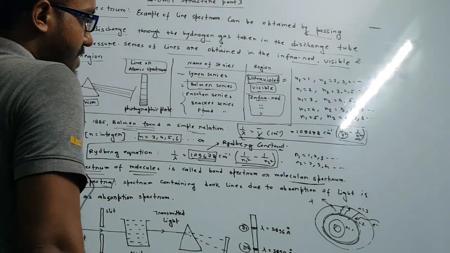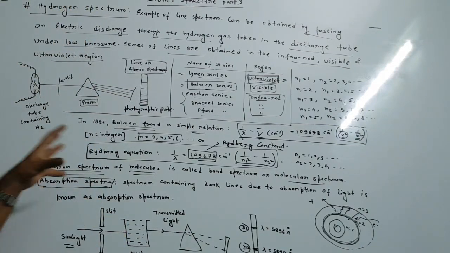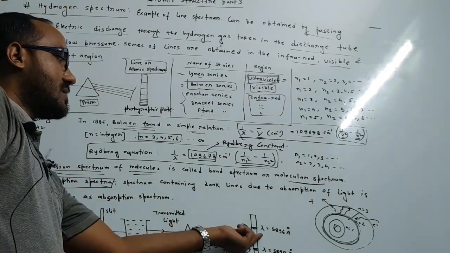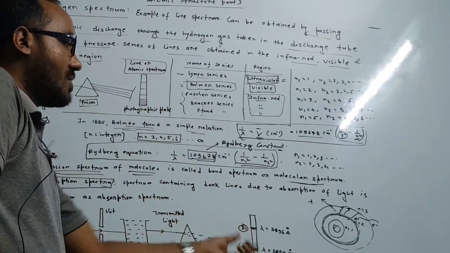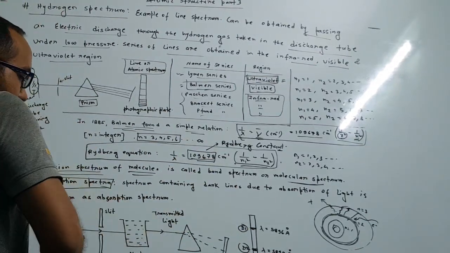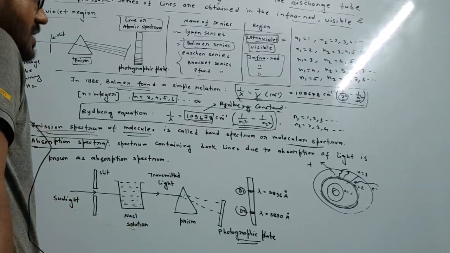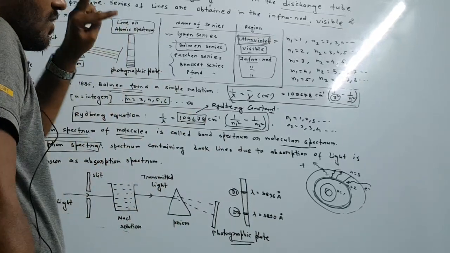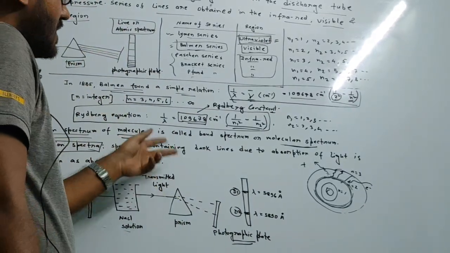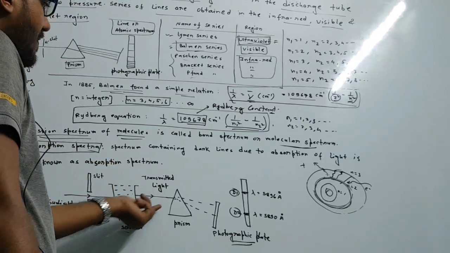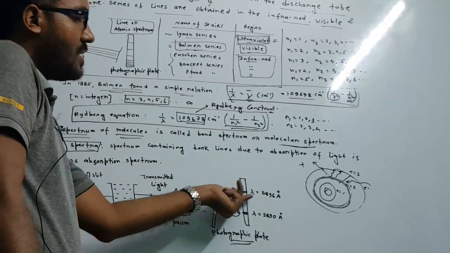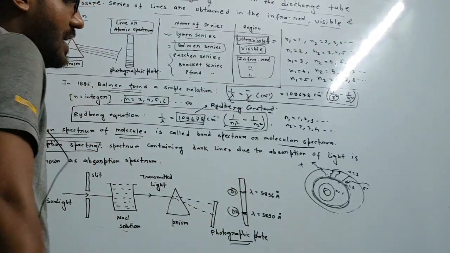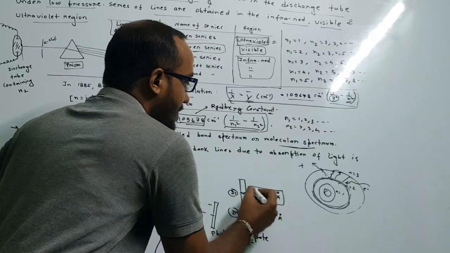In the emission spectrum, we have seen that when we passed excited sodium light through a prism, we got only two yellow lines, right? Now if you pass sunlight through a NaCl solution, only those two yellow lines which we got in the emission spectrum will be absorbed in the absorption spectrum. That's why we can see that D1 and D2 are black in color.